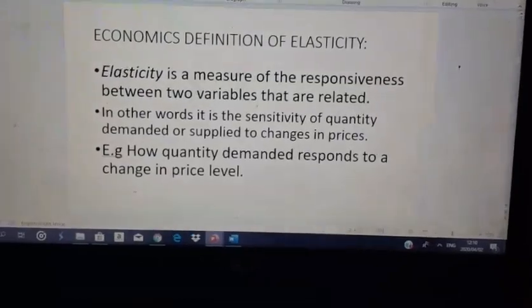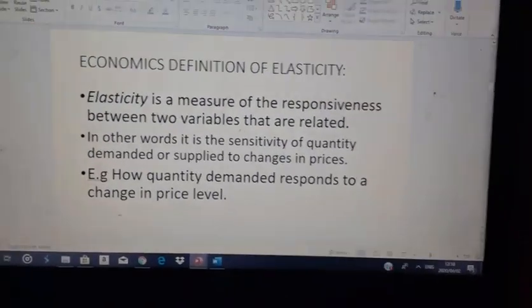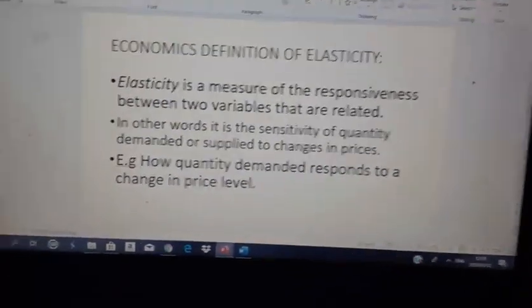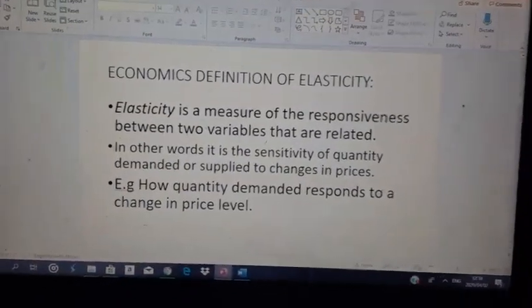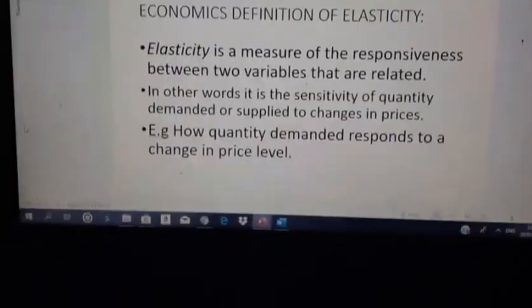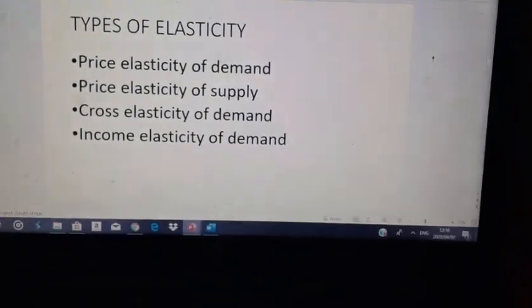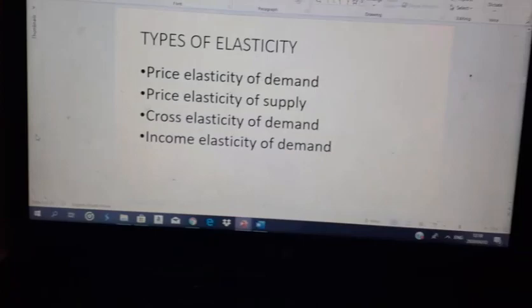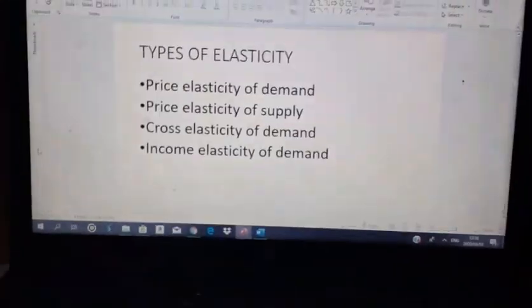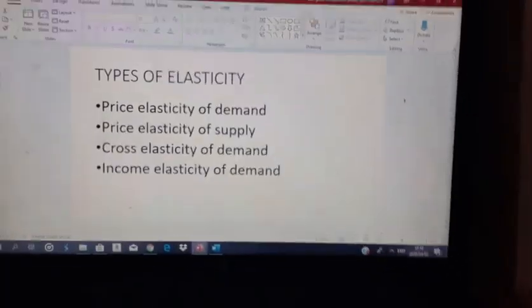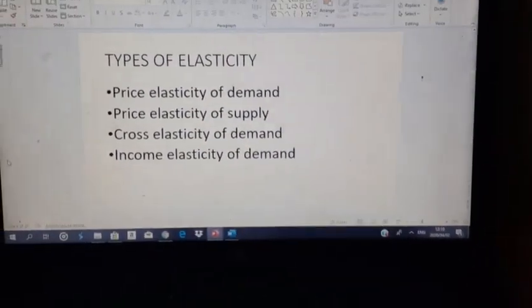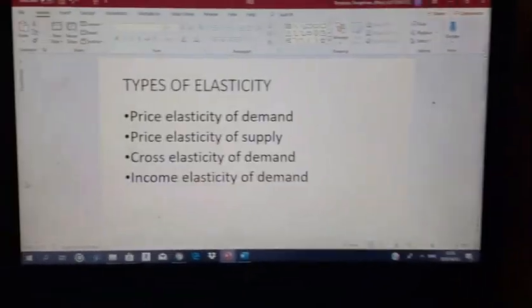Let's say, for example, there's an increase in price. Will people continue demanding the same quantity? Yeah. So the change between these 2 objects or these 2 variables is what we calculate and measure and call elasticity. Now we move on to the different types of elasticity. We have price elasticity of demand, which is the one that we are going to focus on today. We also have the price elasticity of supply. We have the cross elasticity of demand and income elasticity of demand.